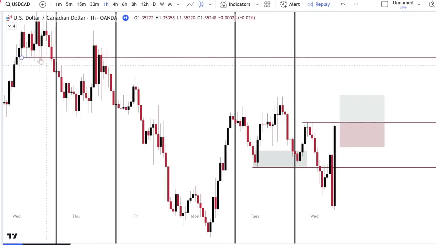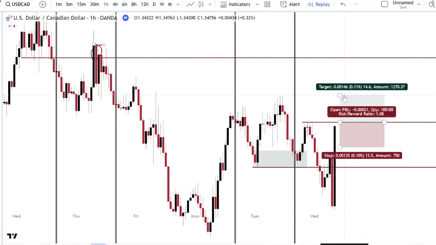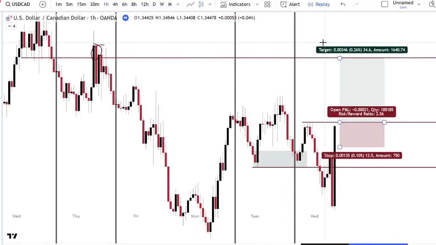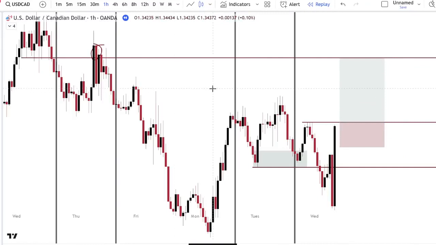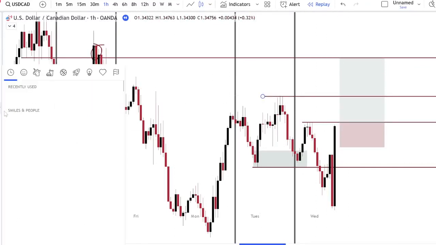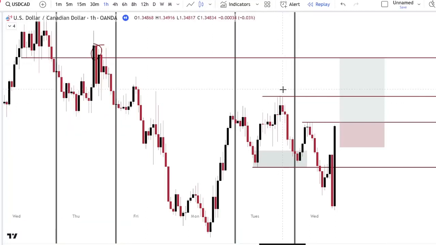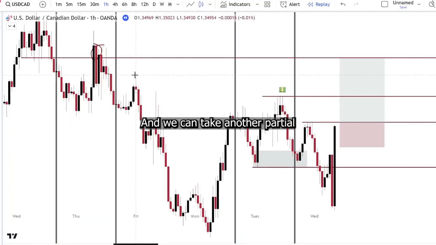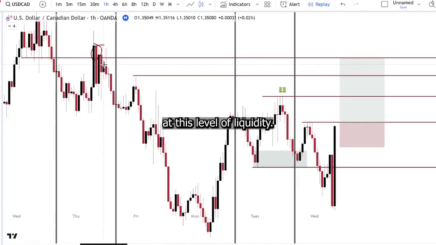As you can see, price has been rejecting from this level multiple times and struggling to stay above this level. So this would be our TP. And alongside that, we can take an early TP right here at this level of liquidity. And we can take another partial at this level of liquidity.